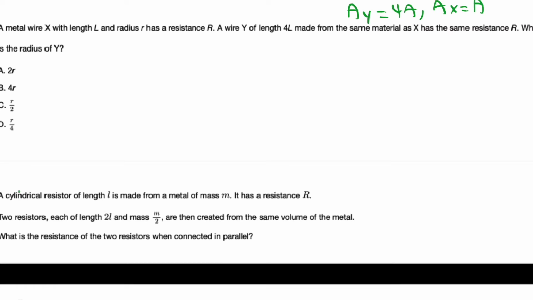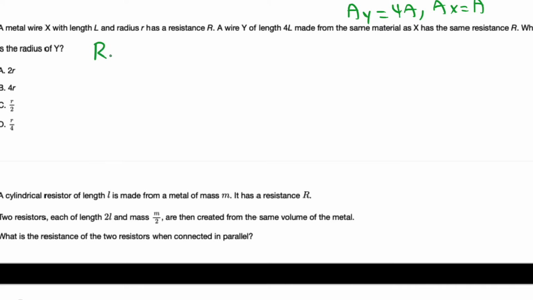A wire X of length L and radius R has resistance R. A wire Y of length 4L made from the same material as X has the same resistance R. What's the radius of Y? So they're both metal wires, where X has a length L and radius R, and resistance R. Another wire Y has a length of 4L and the same resistance. What is the radius of Y?